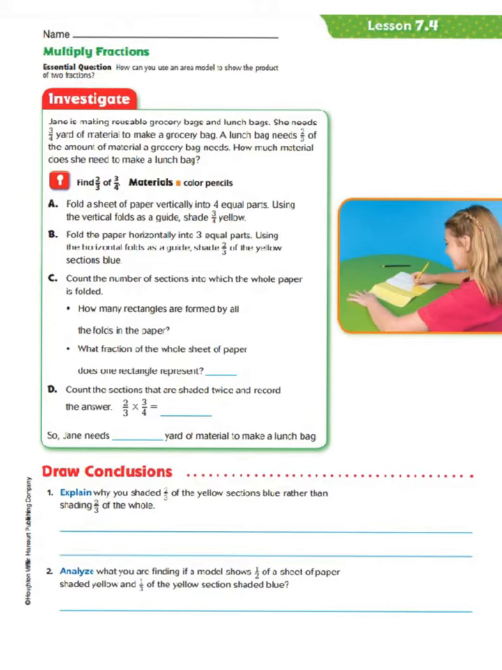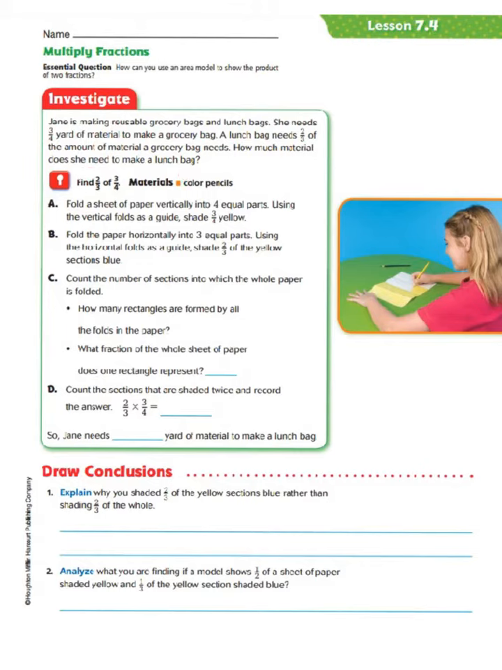All right, let's go ahead and get started with our word problem. Jane is making reusable grocery bags and lunch bags. She needs 3/4 yard of material to make a grocery bag. A lunch bag needs 2/3 of the amount of material a grocery bag needs. How much material does she need to make a lunch bag?